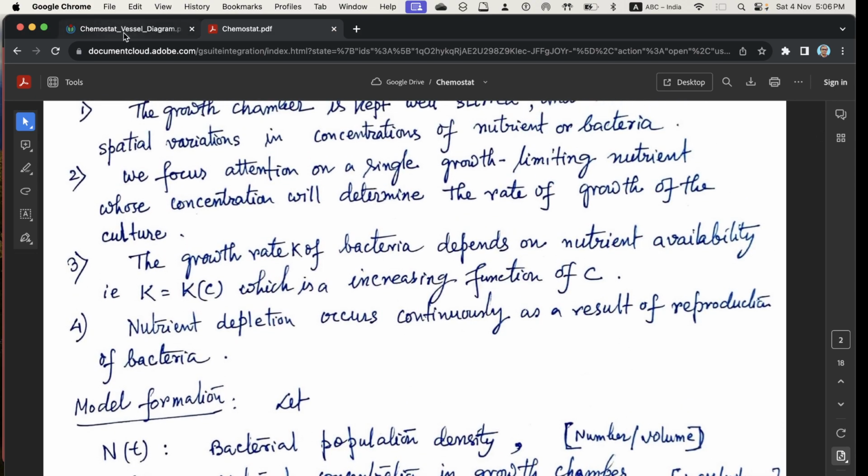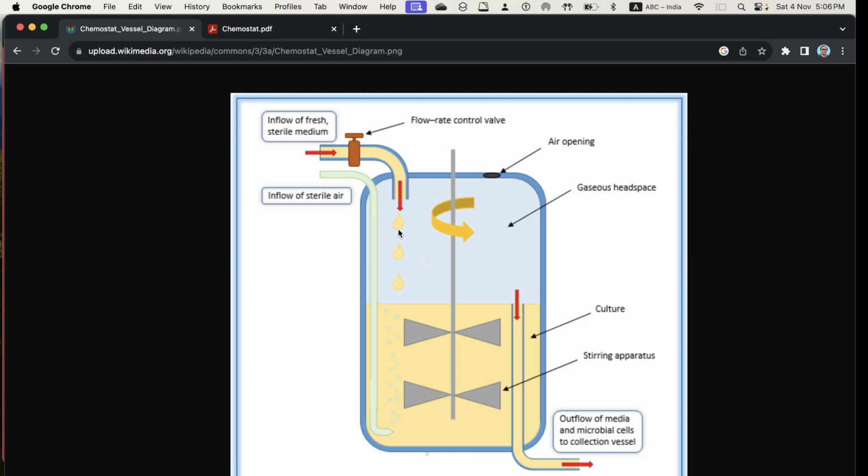Here, from Wikipedia, the picture of this: the inflow of sterile medium, flow rate control valve, this air opening, and inflow of sterile air, and this bacteria culture or microbe culture, stirring apparatus, and this the gaseous headspace, and this outflow of media and microbial cells to the collection vessel.